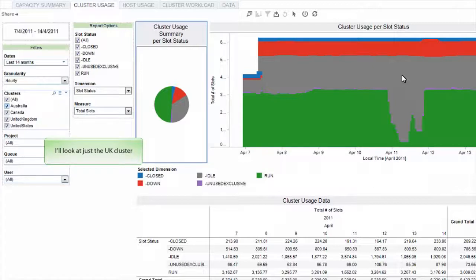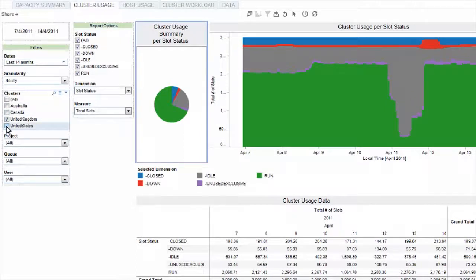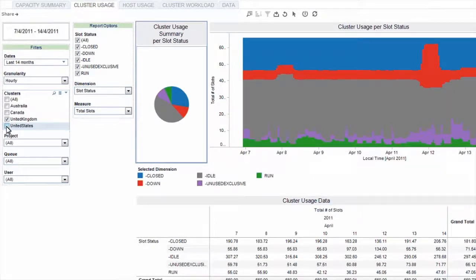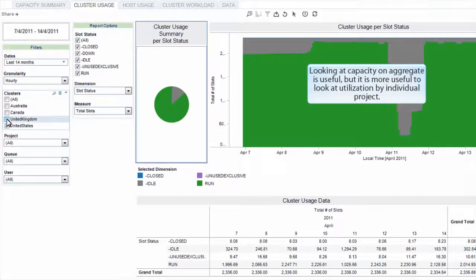Let's look at just the UK cluster. There may be a good reason for this, but it points to more possibilities to improve productivity or gain efficiency. Now I'll focus on just the US cluster. My clusters support multiple project teams and many users. Looking at capacity on aggregate is useful, but it's more useful to look at utilization by individual project.